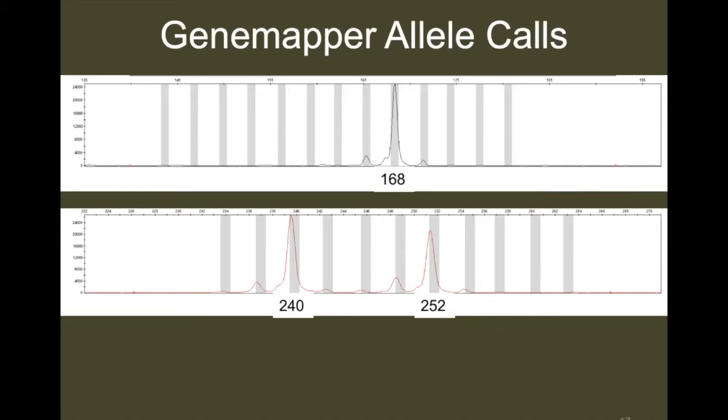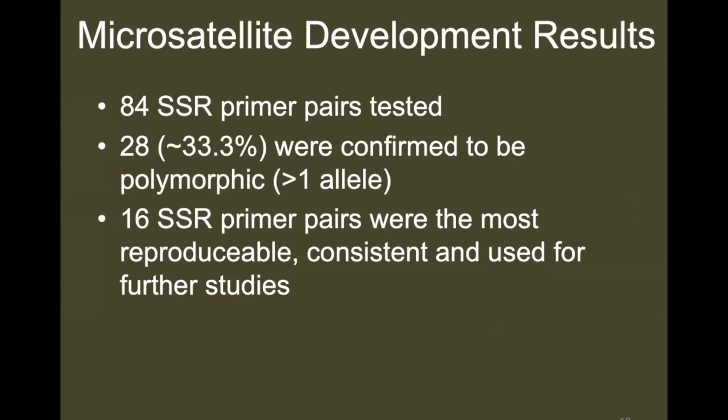Next slide. So from this series of filters that we applied to the initial 6,995 expressed sequence tags, we were able to confirm that 28 of these loci were in fact polymorphic from the original set of 84. Then we took 16 of those simple sequence repeat primer pairs that were the most reproducible and consistent and used them for further studies and evaluation. Next slide.